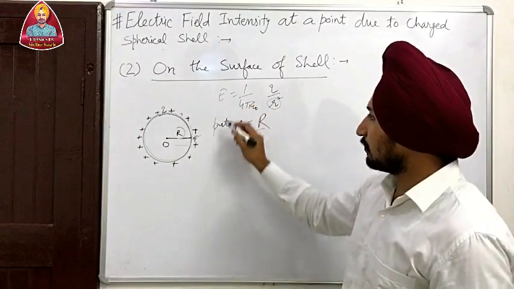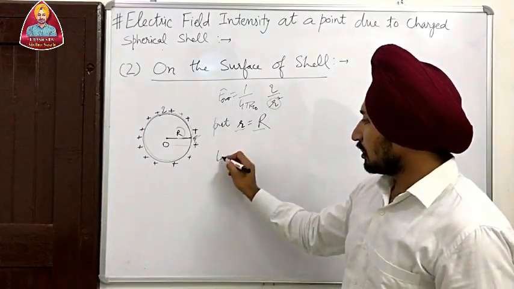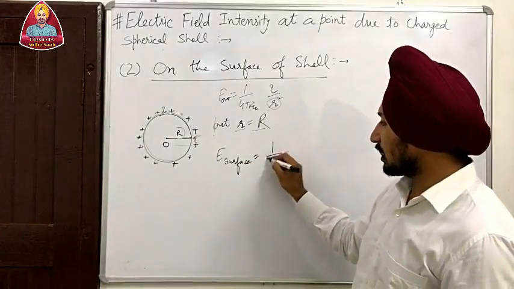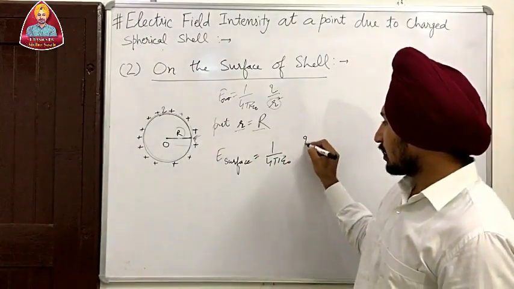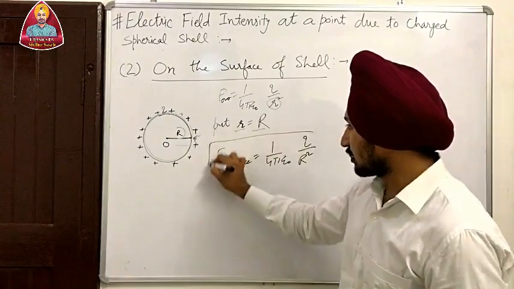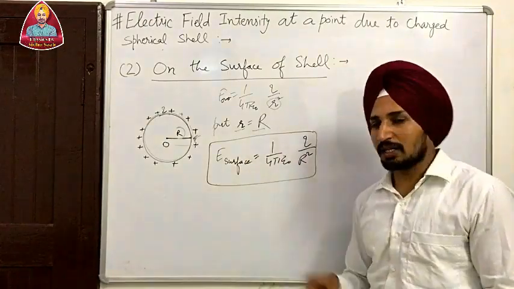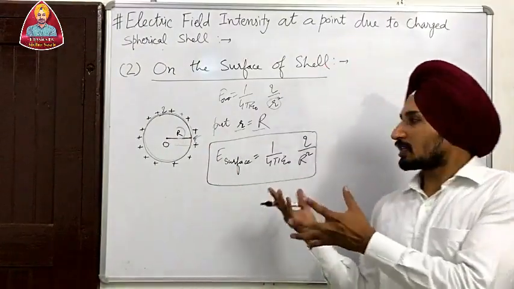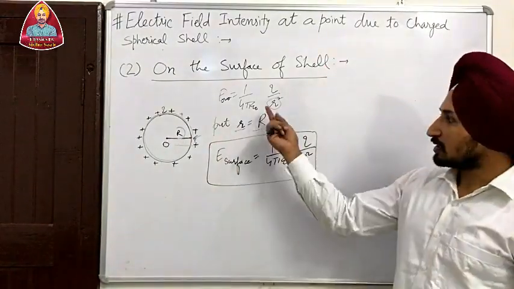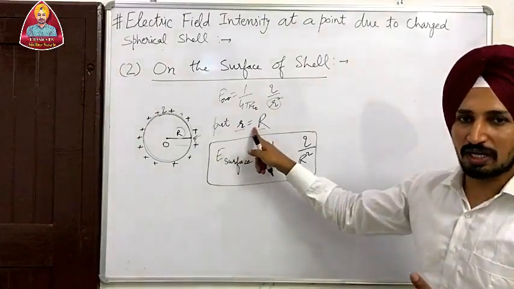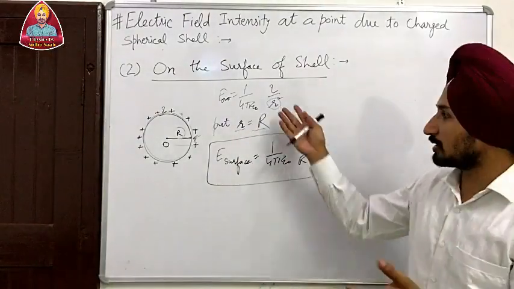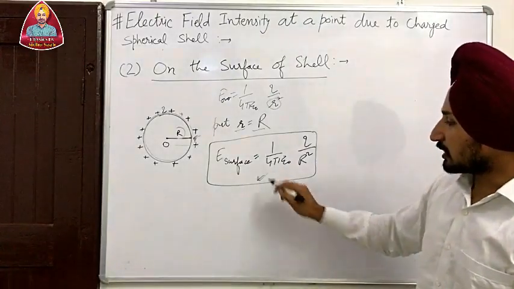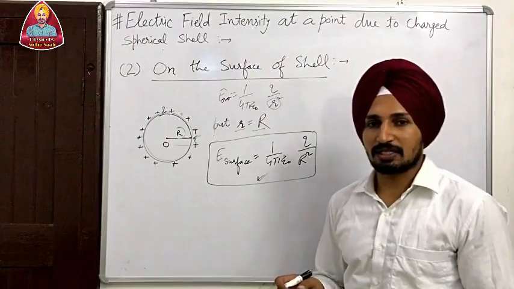There is no difference between small r and capital R. So the result will become E on surface is equal to 1 upon 4 pi epsilon naught q over capital R square. Capital R is the radius of the spherical shell. So this point was very simple to derive. Just put small r equal to R in the previous result of the outside electric field intensity, and we will get the electric field intensity at the surface of the spherical shell.